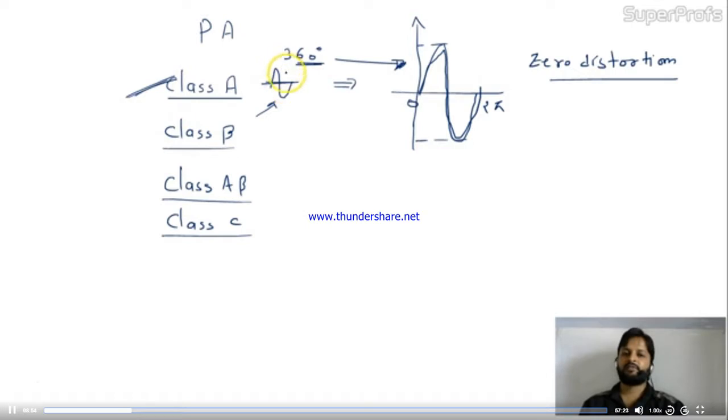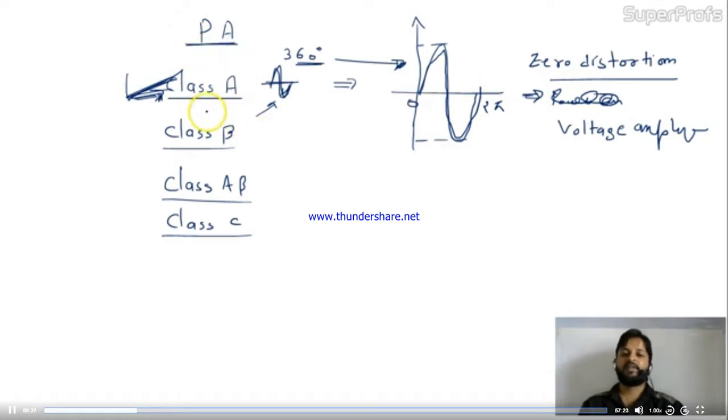Is it okay? So the Class A amplifier will consume high power. The power consumption by this Class A amplifier is very high, so we are not using Class A as a power amplifier. This is not used for power amplification. Instead, Class A is used for voltage amplification. So this is a voltage amplifier. We are using the Class A amplifier for voltage amplification.